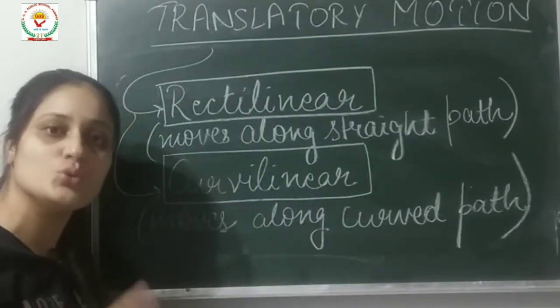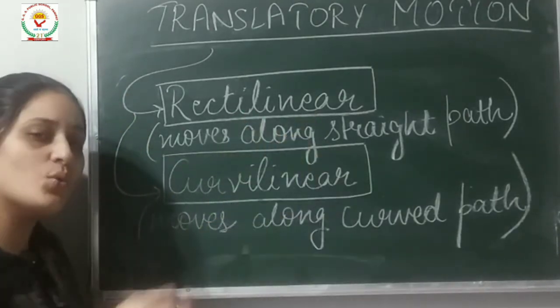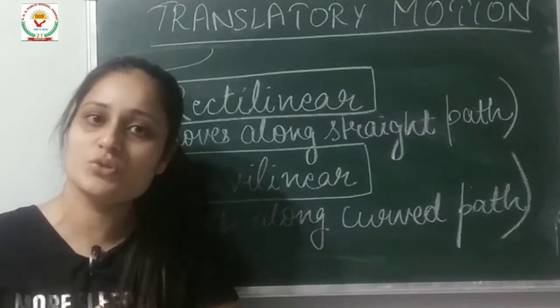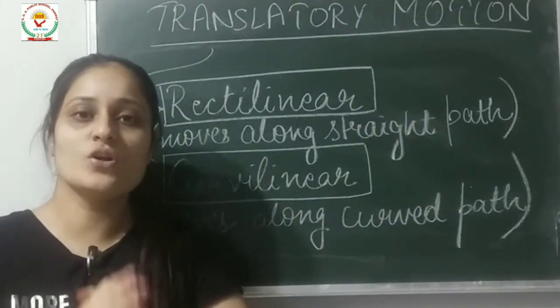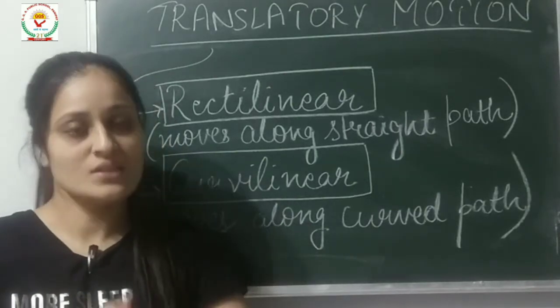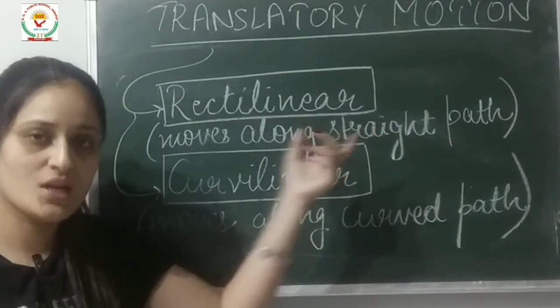Now this translatory motion is of two types. It is divided into two types. First is rectilinear motion. Now what do you mean by rectilinear motion? When an object moves along a straight path, that is known as rectilinear motion.